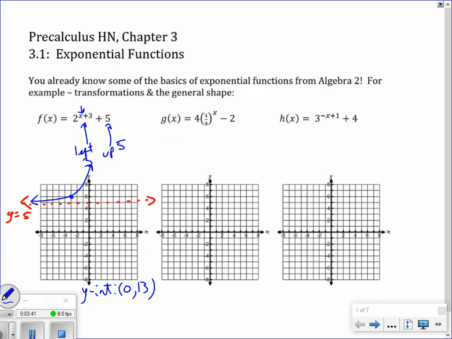All right, this guy over here. It's a decay. It's been multiplied by 4, so there's been a stretch to it.